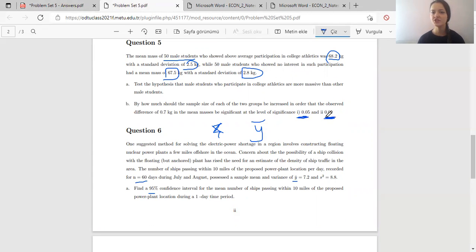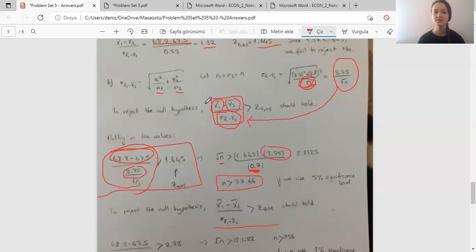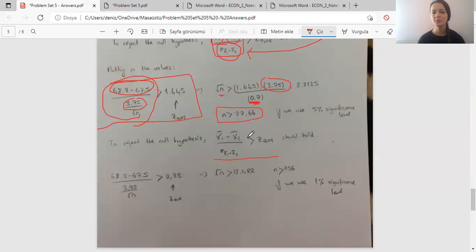And the significance level changes in the second part. Now we need to use the 1% significance level. And then we are rejecting the null hypothesis if this inequality holds. In the first one, we were using the Z 5%, which is 1.645. Now we are using Z 1%, okay, which is 2.33 approximately.